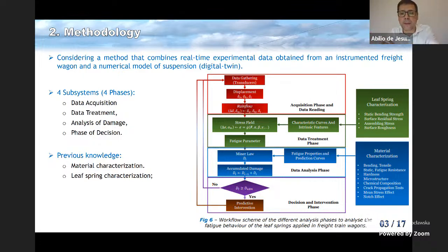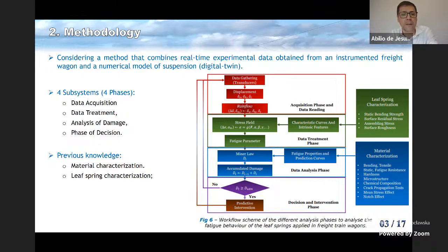So we start with a plan involving 4 phases. We have first the data acquisition. This is very critical because sometimes the standard approaches for the loading are not appropriate. So we must take care of the current situation of the tracks, of the railways, because sometimes they are not in good shape. So we must be aware of that. So data acquisition from field measurements is very important, and we take care of that in our project.